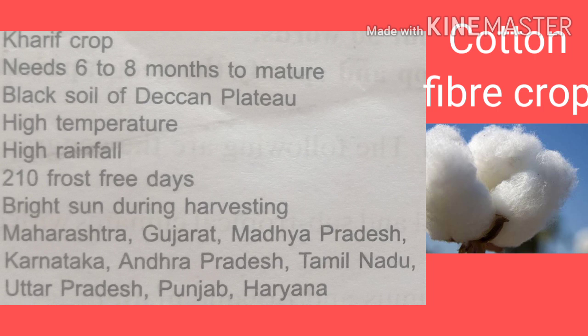The major cotton growing areas in our country are Maharashtra, Gujarat, Madhya Pradesh, Karnataka, Andhra Pradesh, Tamil Nadu, Uttar Pradesh, Punjab and Haryana. It is a highly commercial crop. Cotton has high demand all over the country.